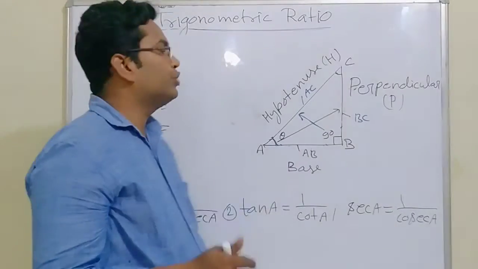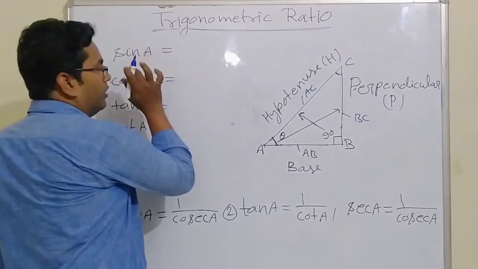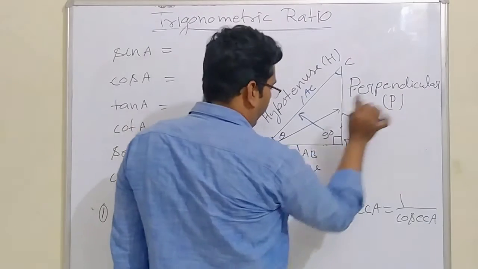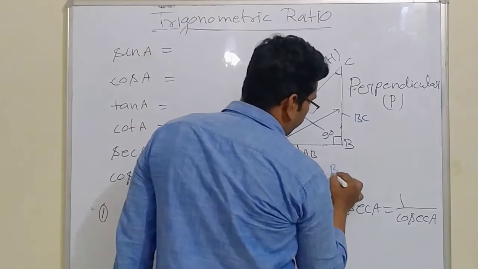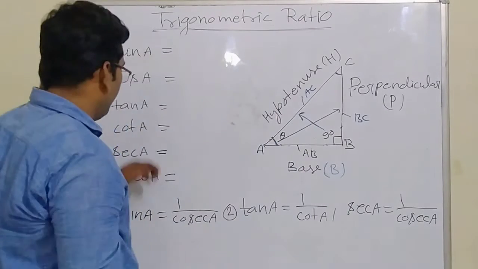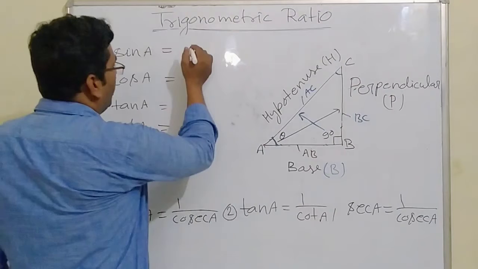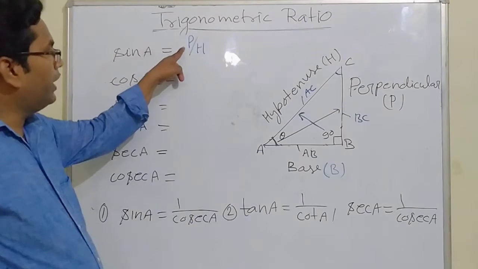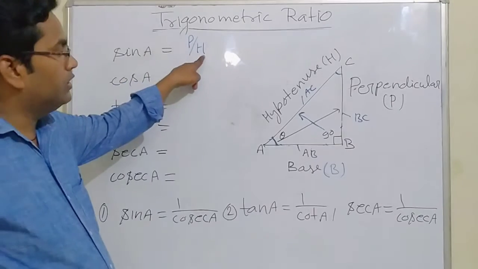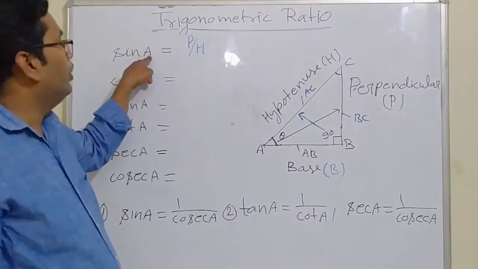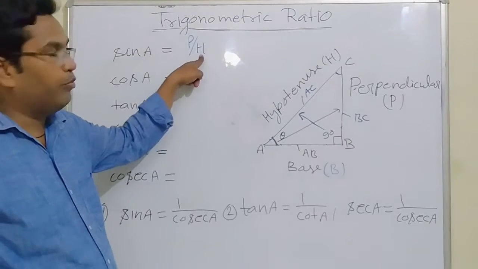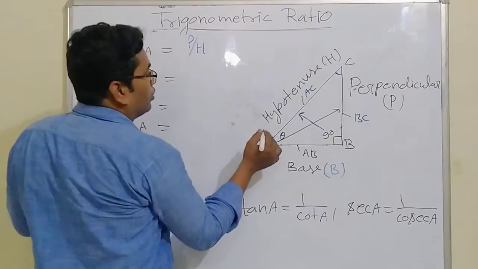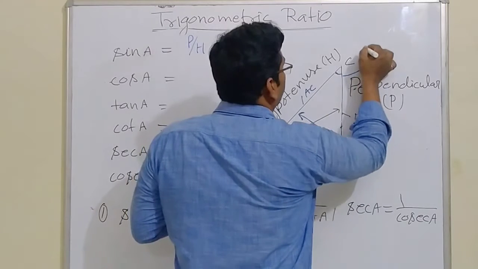Fraction of two sides means, if we take hypotenuse H, perpendicular P, and base B, then sin theta is equal to perpendicular upon hypotenuse. See, this is the ratio of two sides: this is the perpendicular and this is the hypotenuse. So sin A is equal to perpendicular upon hypotenuse. We have to learn this.